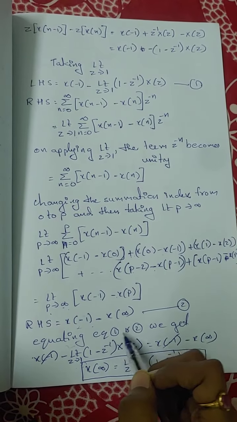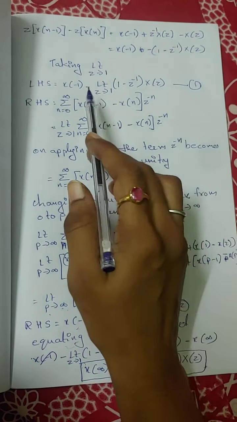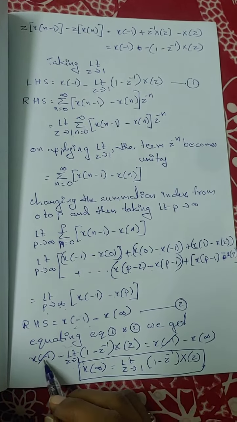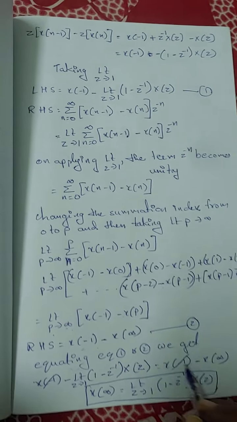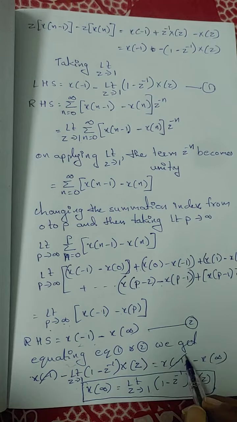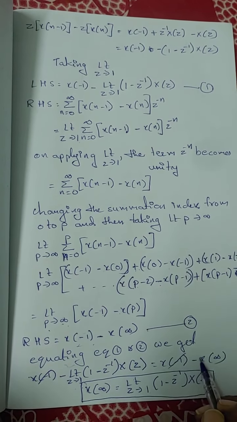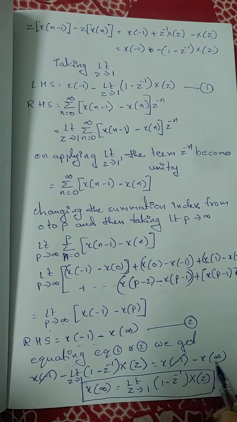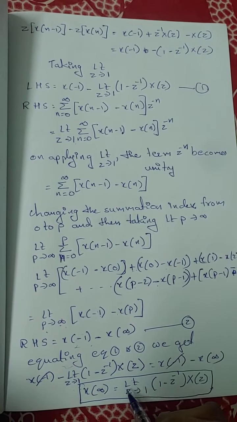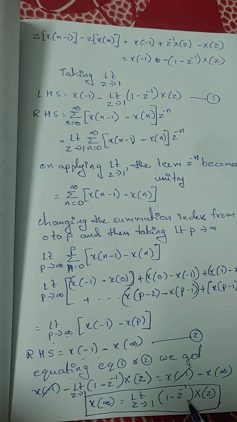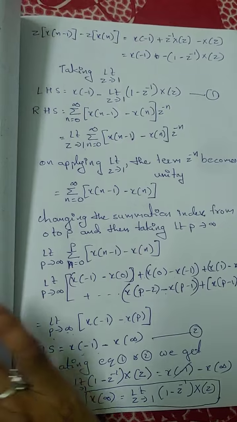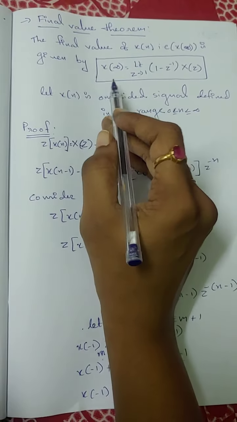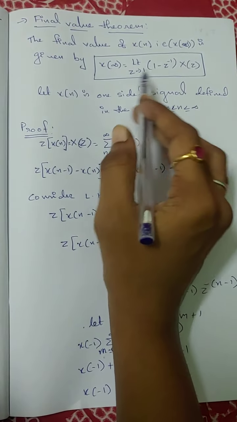Now equating equation 1 and equation 2, equation 1 is equal to equation 2. The x of minus 1 terms and the minus signs cancel. So x of infinity is equal to limit z tends to 1 of (1 minus z inverse) X of z. That is the final value theorem statement.